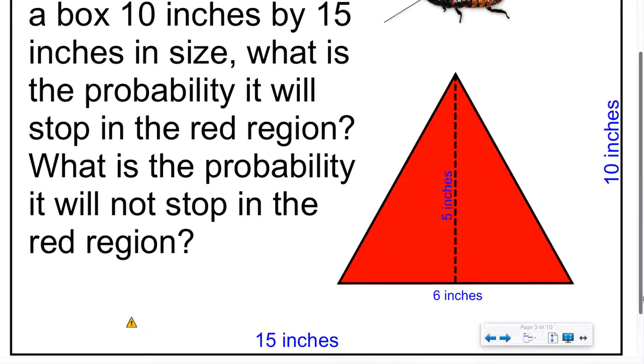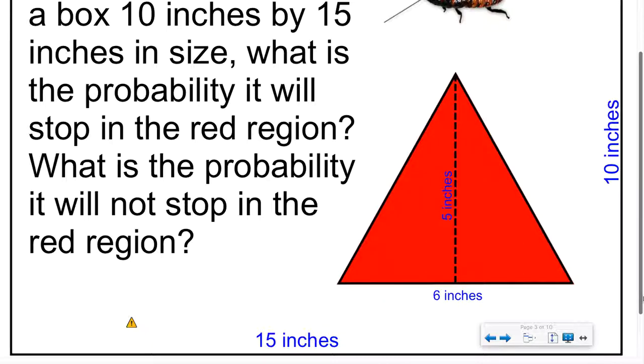The area of the triangle is 15. How'd you get that? 1/2 base times height. And the base is what? 6. And the height was 5 then? Yeah. So then we get an area of 15. Thanks, Kaden. What about the area of our box? 150, because base times height, 10 by 15.